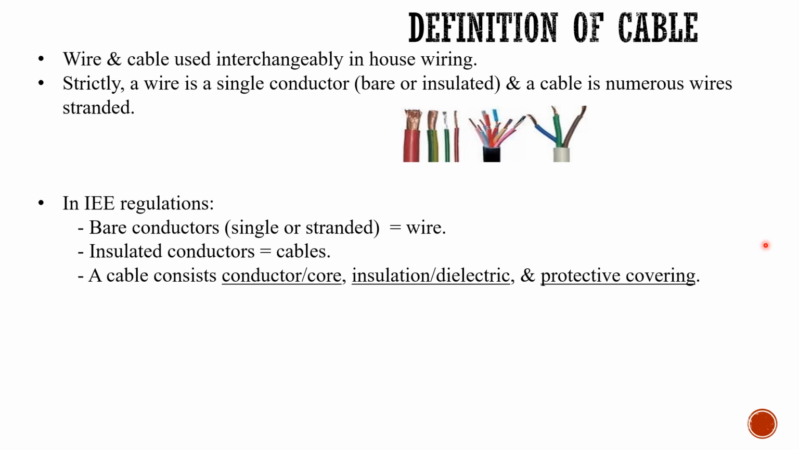But in IEE regulations, bare conductors, single or stranded, are considered a wire, whereas insulated conductors are considered as cables, which means that a cable contains three main parts: a conductor, or what we call the core, the insulation or the dielectric, and then the third part, which is the protective covering of the conductor inside.